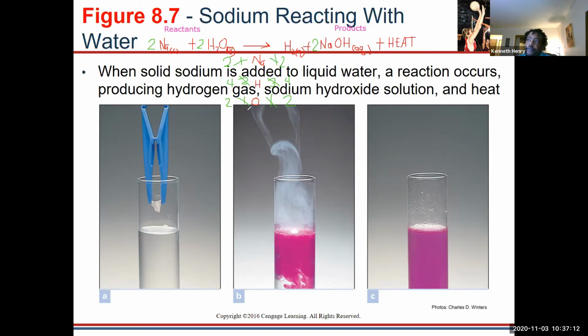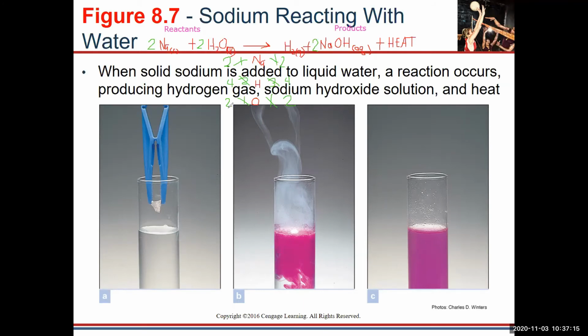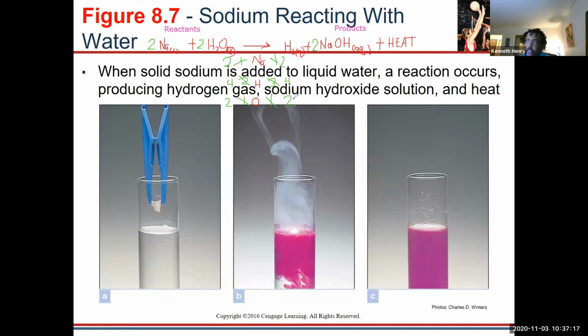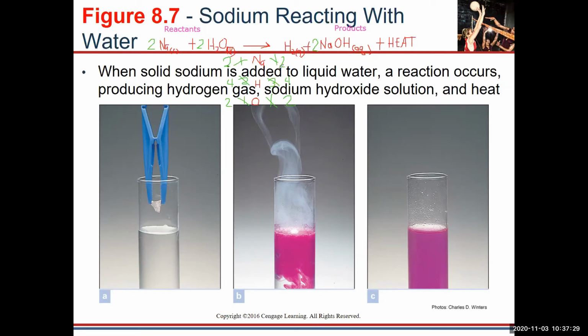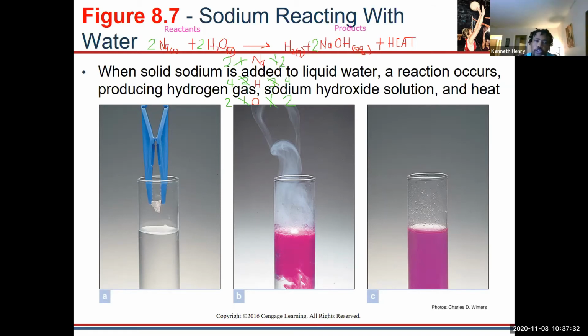So is it balanced now? Yeah, it looks like it. Yep, I have 2 oxygens, 2 oxygens, 4 hydrogens, 4 hydrogens, 2 sodiums, 2 sodiums. So that's a balanced equation. You see how that was done? Okay, so again, rules to remember.